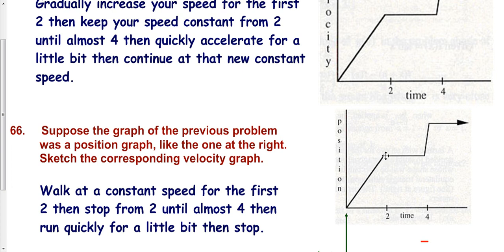Here, our distance is not changing one bit. So in other words, after we get to 2, we stopped. We're not moving because our distance isn't moving. It's always the same here.